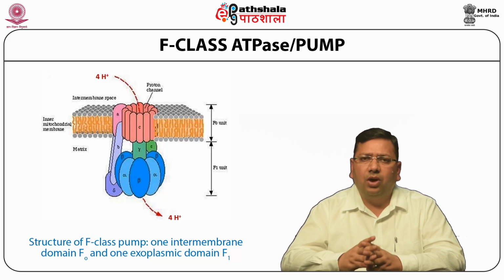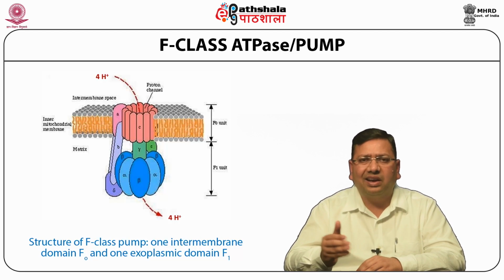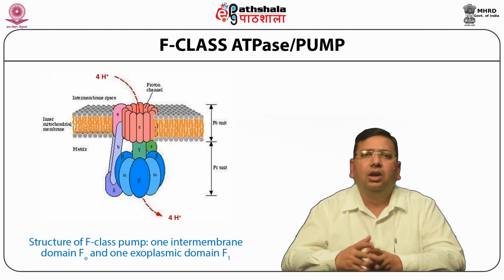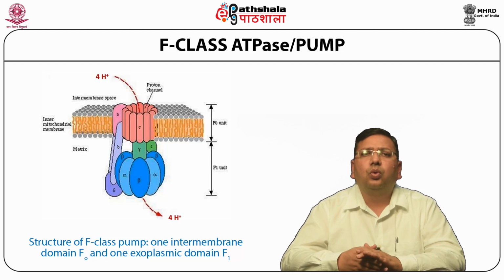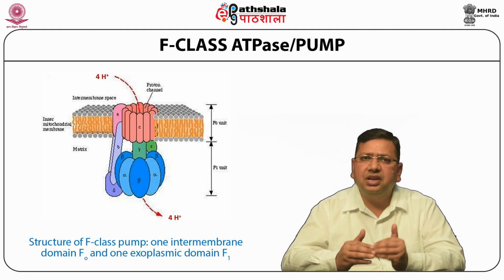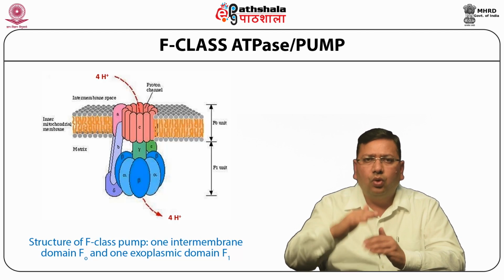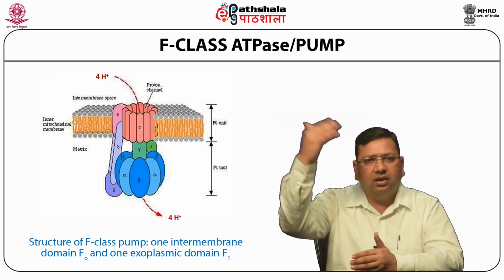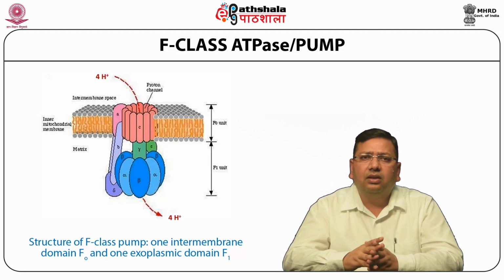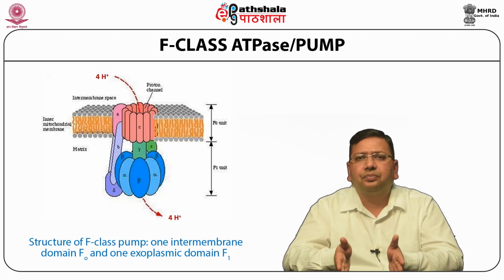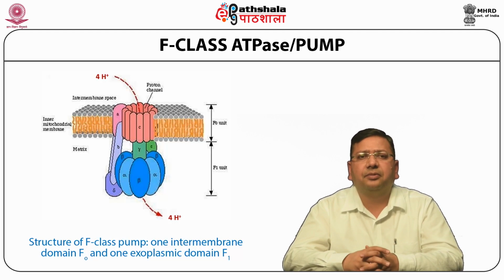These F-class pumps catalyze the transport of protons against their concentration gradient, which is driven by ATP hydrolysis. The structure of F-class and V-class pumps are similar to one another. The F-class pumps have two domains: an integral membrane domain, the FO complex, that provides a transmembrane pore for protons, and the peripheral protein F1 uses the energy of ATP to drive protons against the concentration gradient.